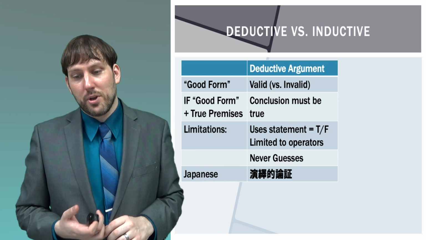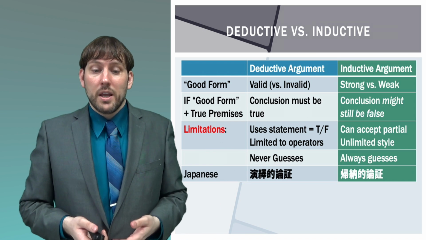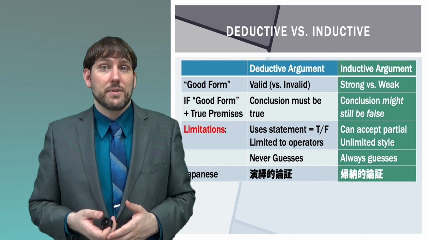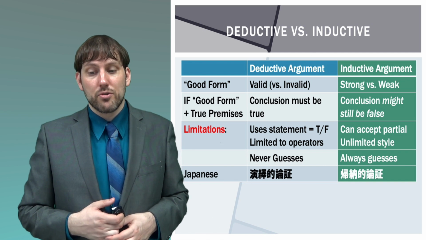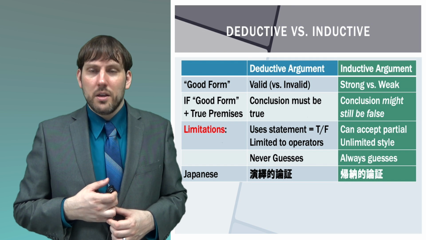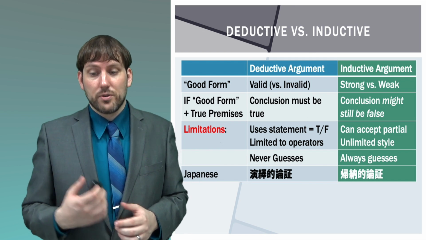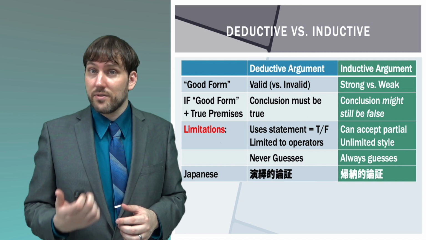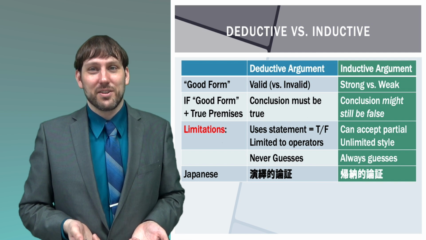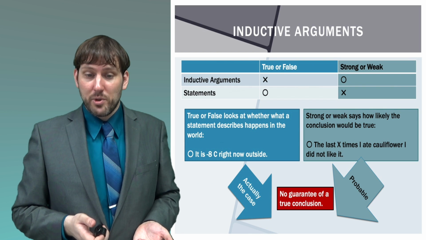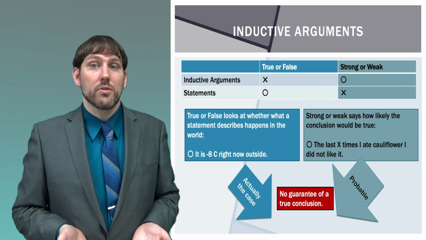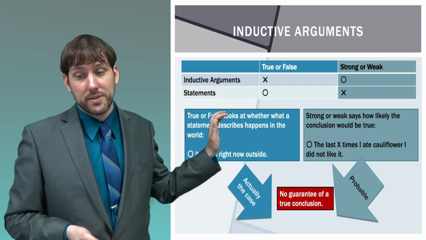An inductive argument is going to be strong or weak. Even if it has really good form, even if it's a very strong inductive argument, the conclusion can still be false. It can accept any of a number of styles. It doesn't have to follow quite so tight of rules. It's always a guess of sorts. And this in Japanese is a kinoteki ronsho. In an inductive argument, again, inductive arguments are not true or false. True or false applies to statements.